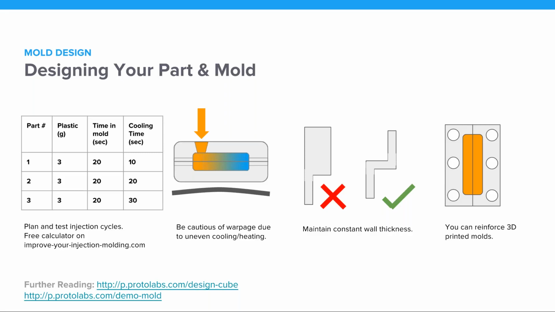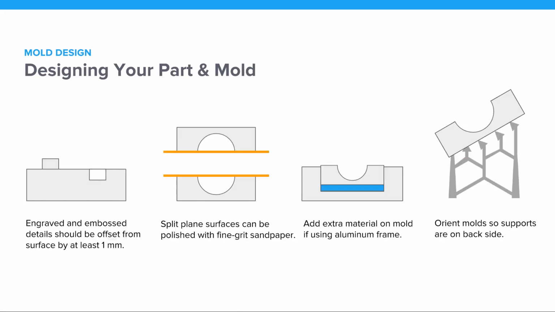Finally, on this slide, you can reinforce your 3D printed molds with metal bars. If you're worried about the mold crushing under pressure, you can try that, and you might have some success. When it comes to 3D printing a mold and designing it in particular for that, one thing you should be aware of is engraved and embossed details. Those should be exaggerated slightly, at least a millimeter. In the molding process, you're always going to lose a little bit of detail, so when you're printing, you might want to bump up some of your detail a little bit more.